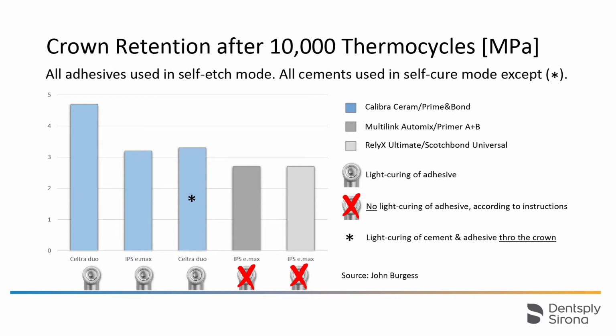Emax from Ivoclar Vivadent. Calibra Ceram and competitors' products Multilink Automix and Relyx Ultimate were used for cementation according to the instructions for use. Calibra Ceram showed superior results in combination with IPS Emax, but with Celtra Duo in particular. Incidentally, the bar in the middle, indicated by an asterisk, shows the result of the test for samples in which our Prime and Bond adhesive was actively light-cured through the crown. Comparably high bond strength is also created in this scenario.